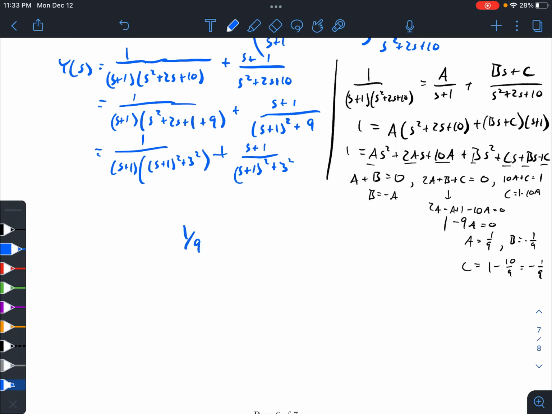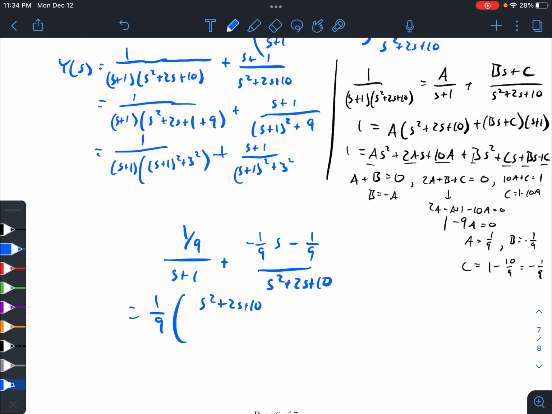Is it right? Okay. So 1 over 9 over s plus 1 plus. Okay, I think it was. Okay, yeah, I think this is fine. This is negative 1 over 9 times s minus 1 over 9 over s squared plus 2s plus 10. Okay, I think this is fine.